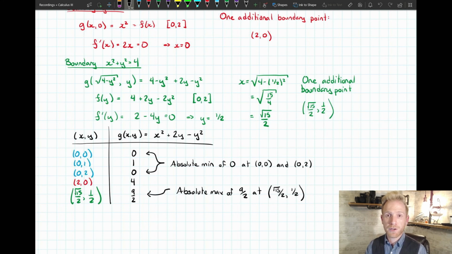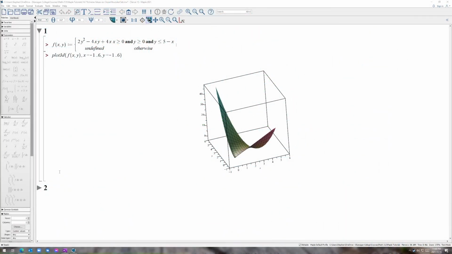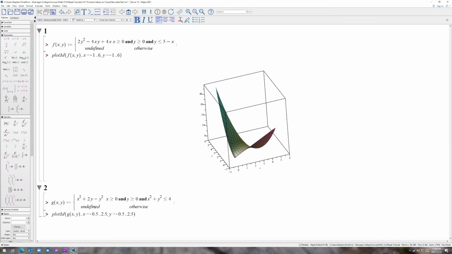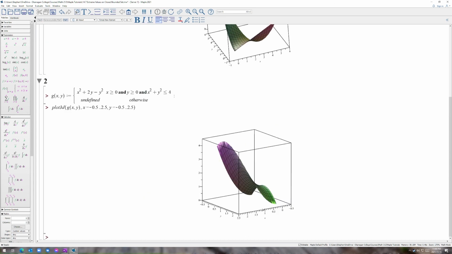Now, once again, if you want to see what we've done here, let's take a look at that function, but only over that little quarter of a disk and see what it looks like in Maple. In example 2 here, I've done a very similar sort of technique. Define the function g as x squared plus 2y minus y squared, but only over that quarter of a disk: x is greater than or equal to 0, y is greater than or equal to 0, and x squared plus y squared is less than or equal to 4. It's undefined everywhere else.